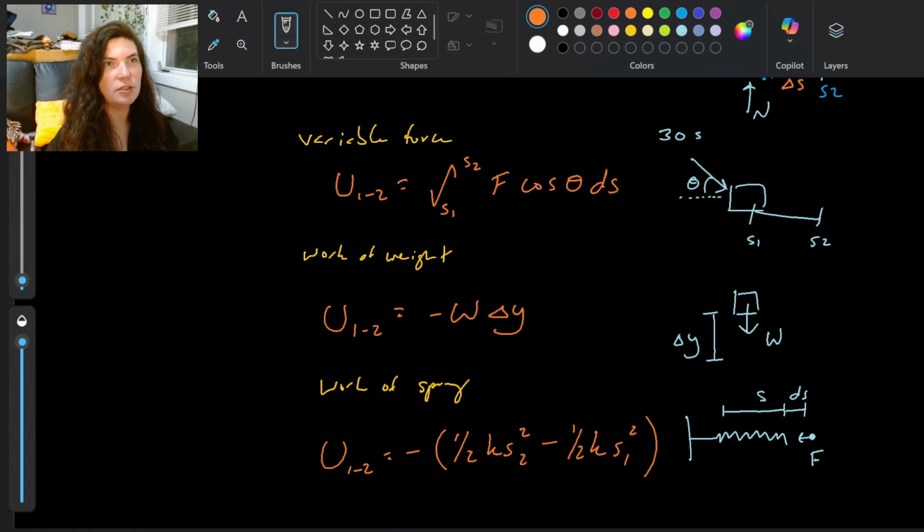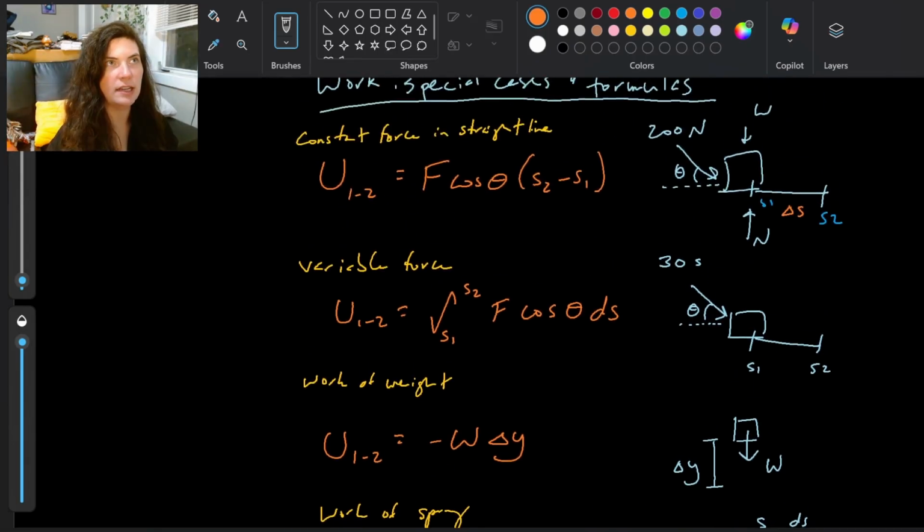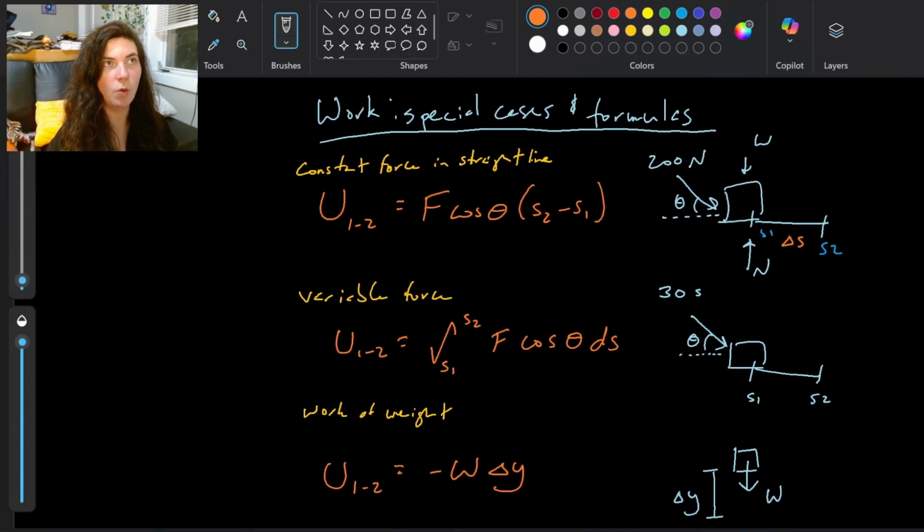So these are the standard special cases, good ones to know, to have in your back pocket for when you're solving these work problems, because these will get you through pretty much any work scenario you're trying to figure out, the work that a force is doing, so that we can then relate these back to force, mass, acceleration, position, velocity, all of those things that we've talked about so far.